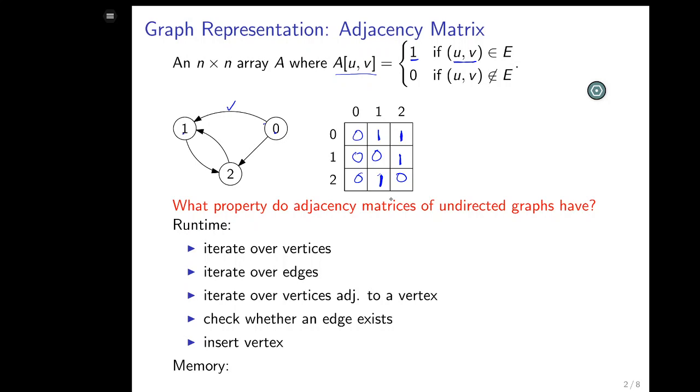Okay, so what's the answer to the question in red? Given an undirected graph, what property does the matrix have?